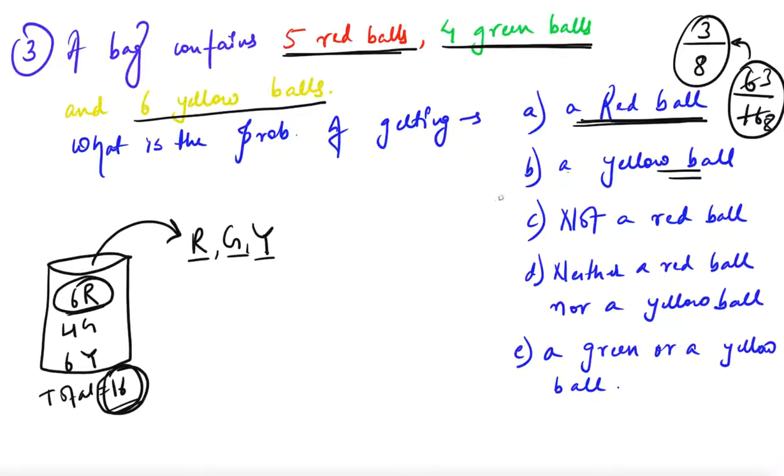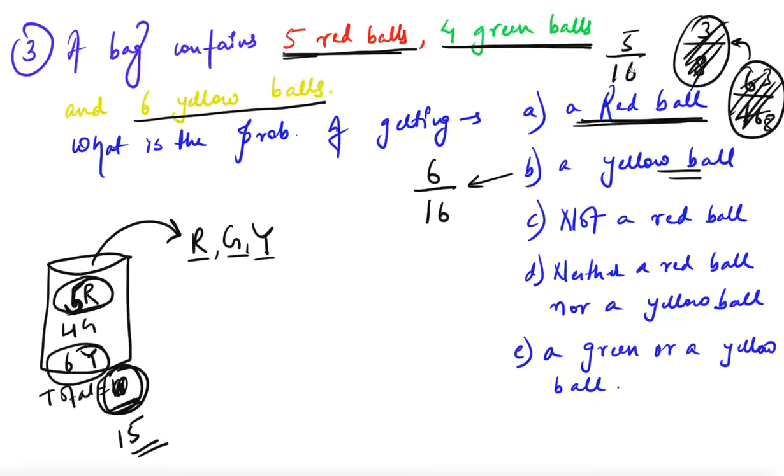A yellow ball, similarly, can you tell me what is the probability of getting a yellow ball? Now see, out of 16 balls, there are 6 yellow balls, so the probability of getting a yellow ball will be again 6 by 16, because the number of, oh I'm sorry, there are only 5 red balls, right? Not 6 red balls, there are 5 red balls, sorry for the mistake. So in total there are 15 balls only, right? There are 15 balls, so the probability of getting a red ball will not be equal to 6 by 16, it will be equal to 5 by 15.